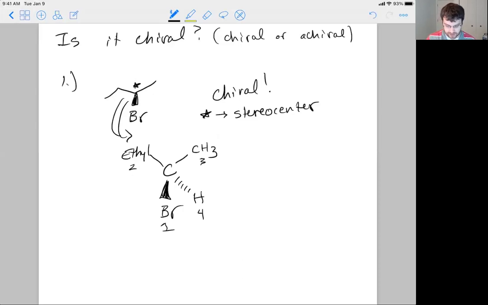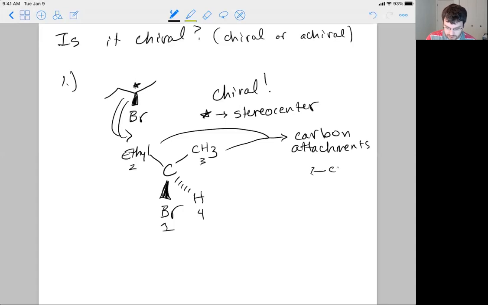In groups 2 and 3, we've got 2 carbon attachments, but the carbon attachments are different. One is a carbon attachment to CH3. That's in contrast to a carbon attachment, which is CH2CH3, and that's our ethyl group. So we have bromine and hydrogen, which are completely different elements, but then 2 of the groups that are attached to our stereocenter, our chiral carbon, are attached by other carbon atoms.